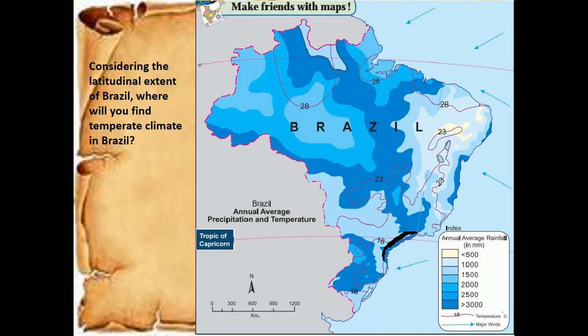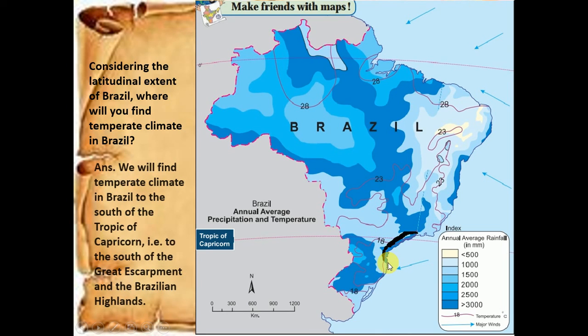Considering the latitudinal extent of Brazil, where will you find temperate climate in Brazil? Now look once again, you look down, you have the Tropic of Capricorn, right? And the Tropic of Capricorn comes towards the south. You look at the escarpments over there, right? There you have the escarpment. So we can say we will find temperate climates in Brazil to the south of the Tropic of Capricorn, that is to the south of the Great Escarpments and the Brazilian highlands.